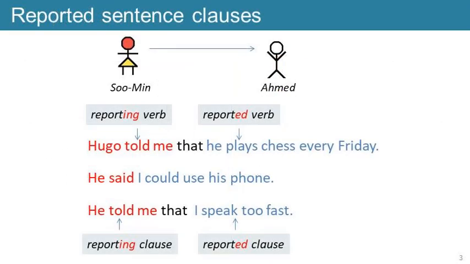As a reminder, reported speech has two clauses. The red clause here is called the reporting clause, and its verb the reporting verb. The blue clause is the reported clause, and its verb the reported verb.